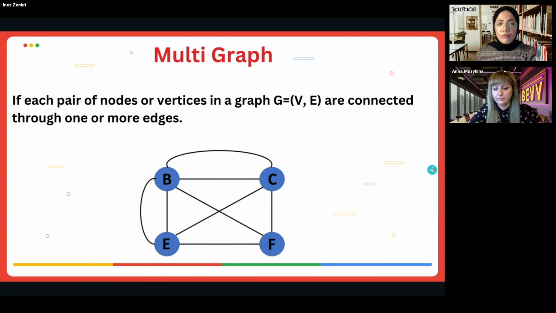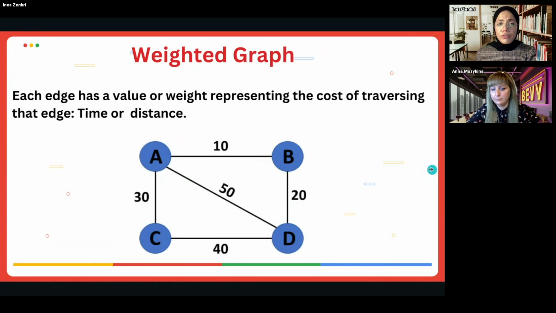And one of the most used ones is the weighted graph. Basically, it's the same as the others, and the weighted graph could also be directed or undirected. But in this example, it's an undirected simple graph. And it's weighted, so each edge also has a weight, which represents the cost of traversing the edge.